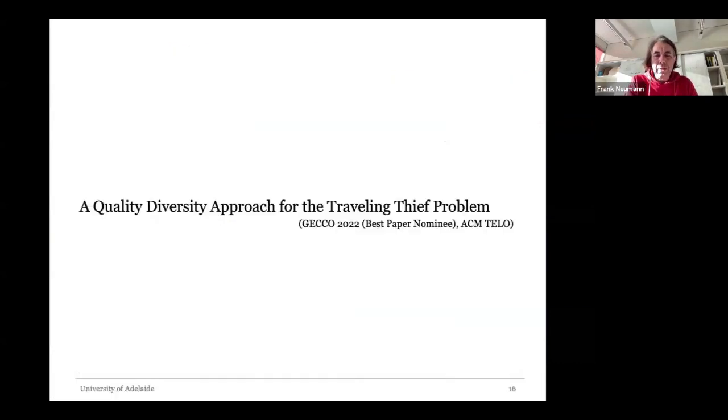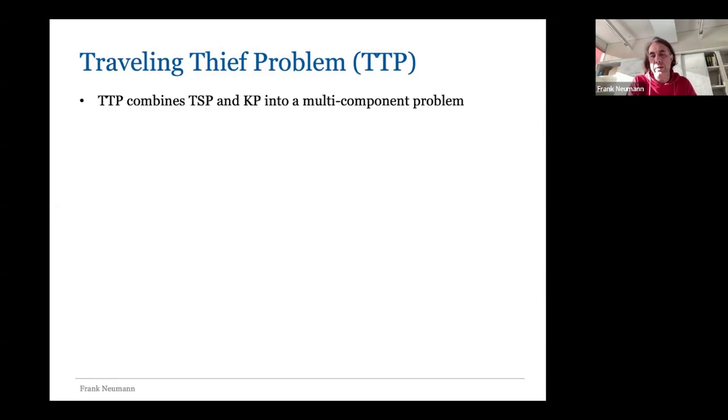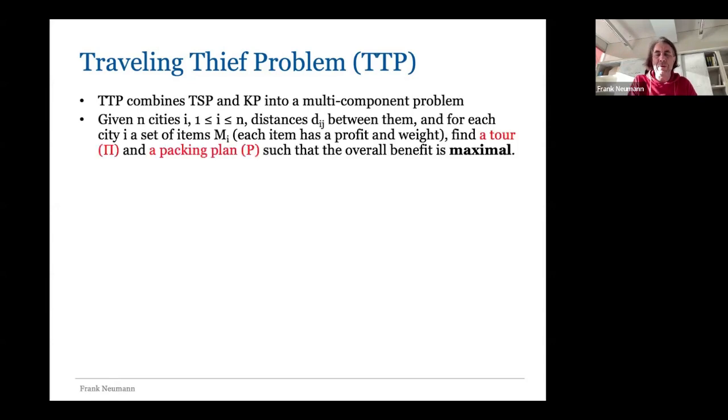Okay, so the next problem that I would like to highlight is more in the area of quality diversity, and we looked into a problem called the traveling thief problem. The traveling thief problem has been introduced by our group here in Adelaide roughly 10 years ago. It combines the traveling salesman problem and the knapsack problem into a multi-component problem. And there have been quite a number of heuristics for that problem.